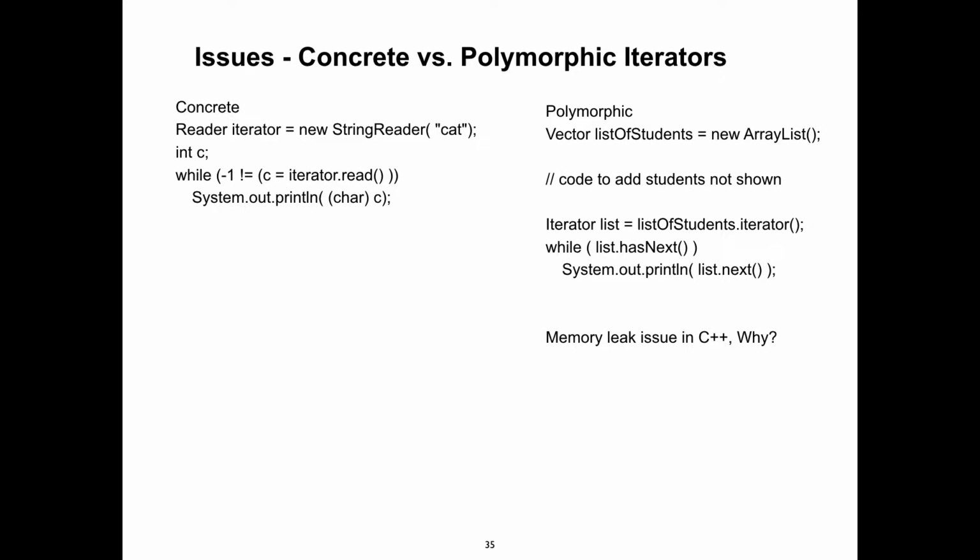They talk about different types of iterators. Concrete, where you actually instantiate the iterator itself. And so in Java, we've got a string reader, which allows us to iterate over the elements in a string.